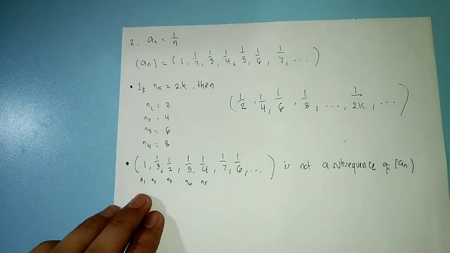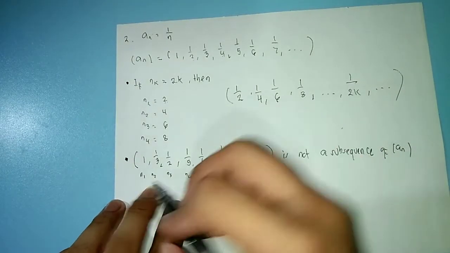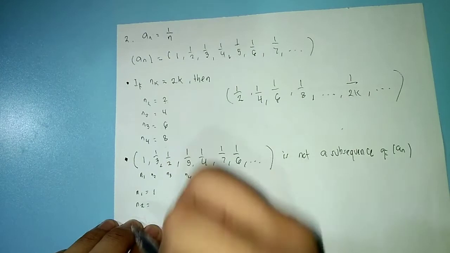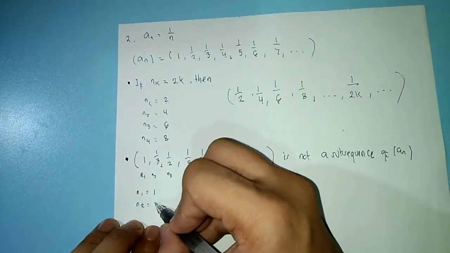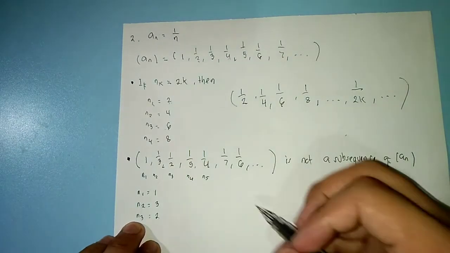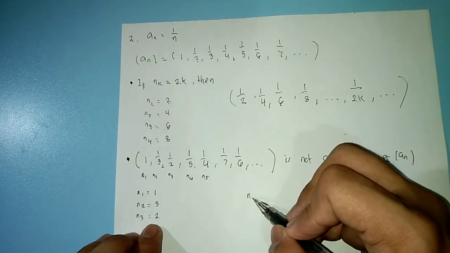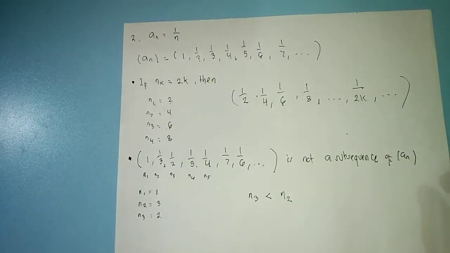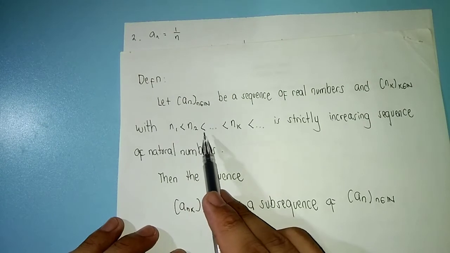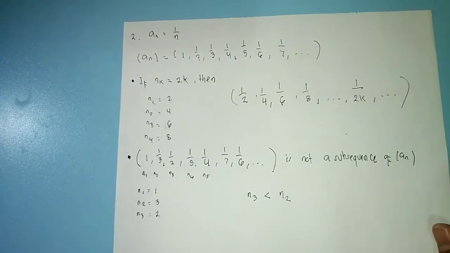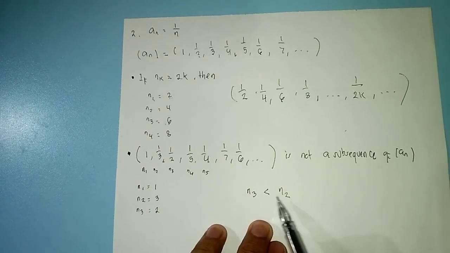Okay? As you can see, yung n sub 1 natin, siya yung first position. Yung n sub 2 natin, siya yung third position. Yung n sub 3 natin, siya yung second position. Pansin nyo? And as you can see, yung n sub 3 ay less than sa n sub 2. Okay? Which is, according to our definition, dapat n sub 1 less than n sub 2 less than n sub 3. Dapat mas mababa yung n sub 2 sa n sub 3. Kasi dapat strictly increasing sequence. Pero ang nangyayari dito, yung n sub 3 naging mas mababa sa n sub 2. So, hindi na siya strictly increasing sequence.